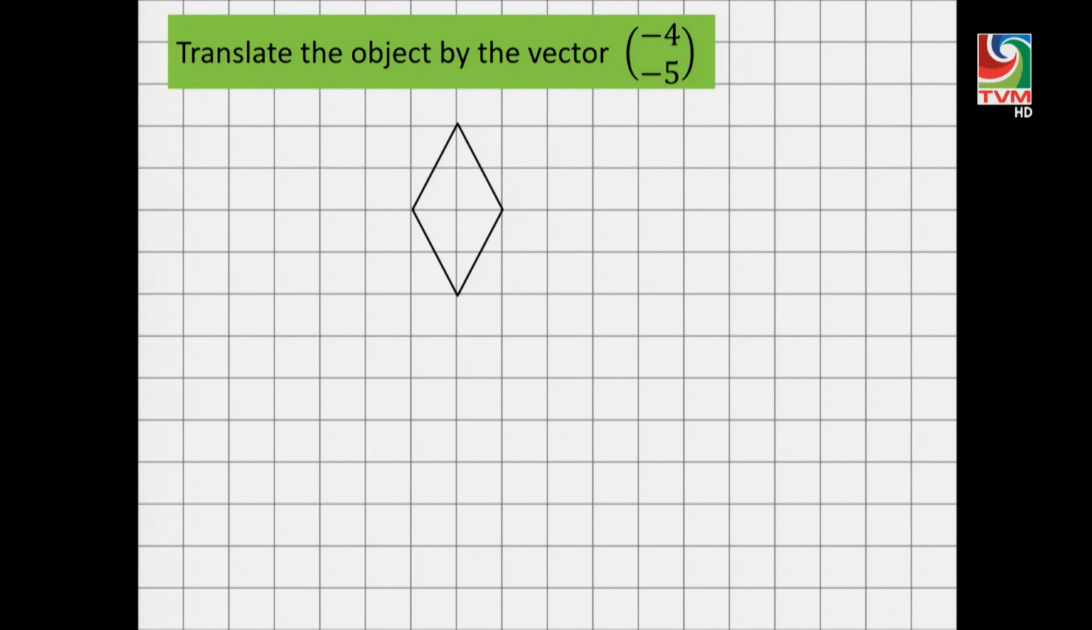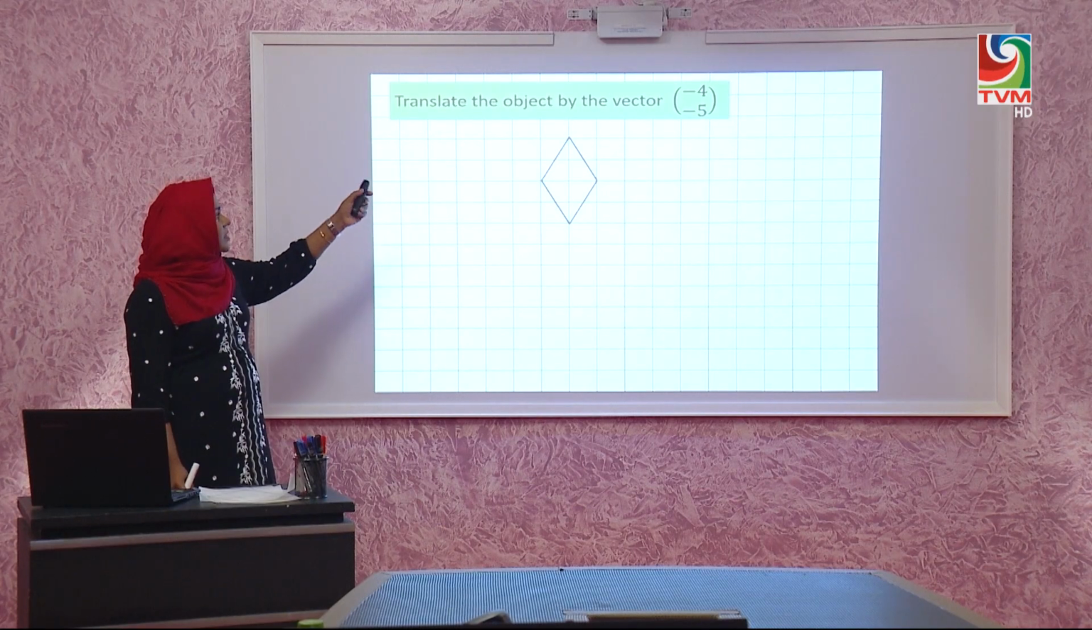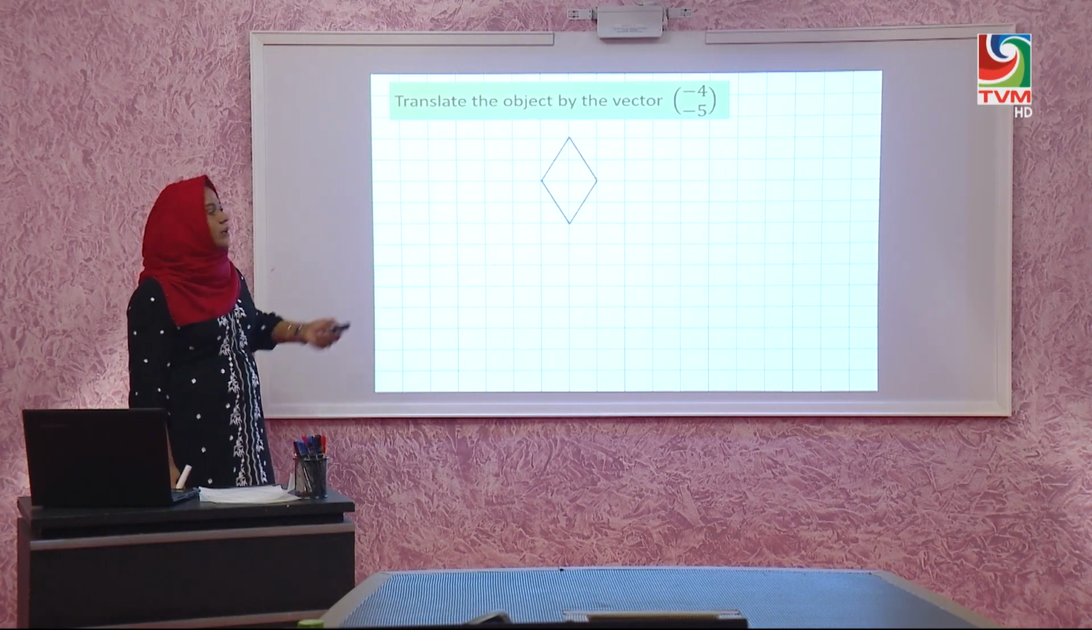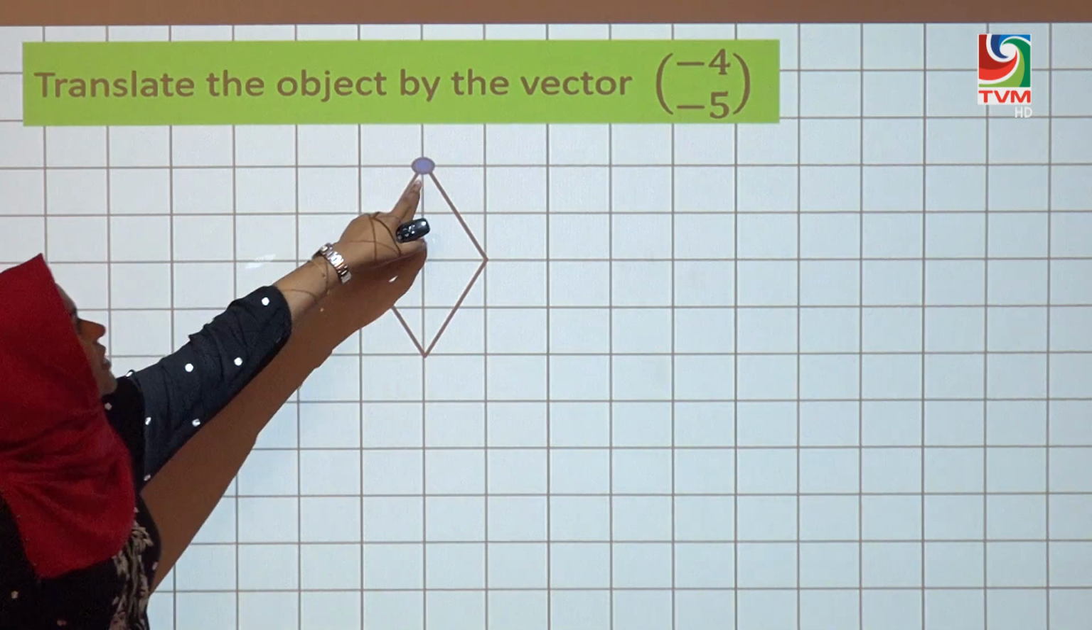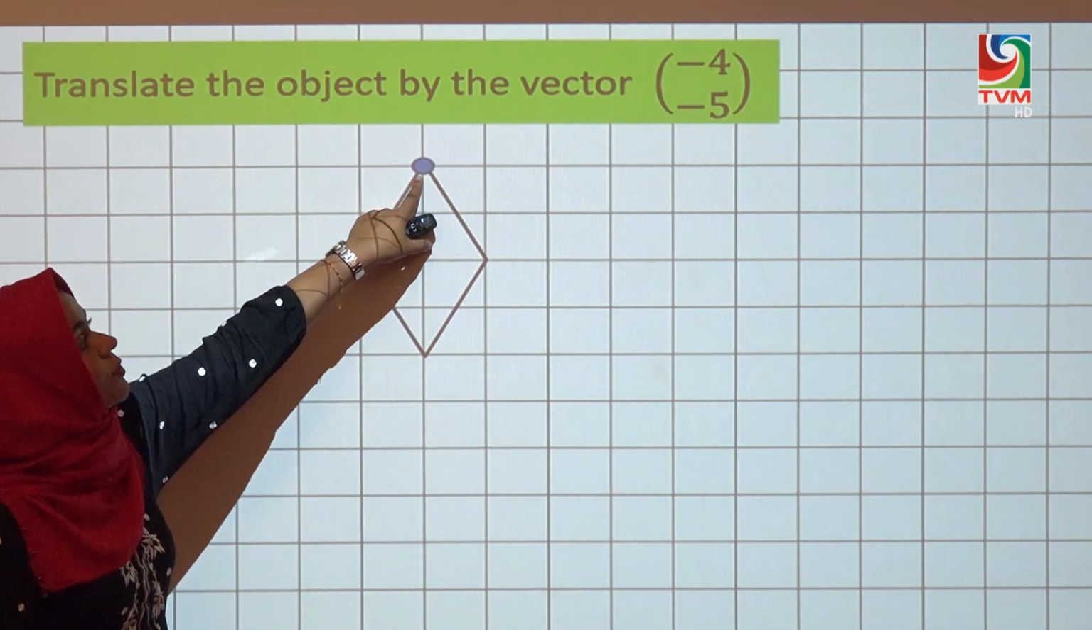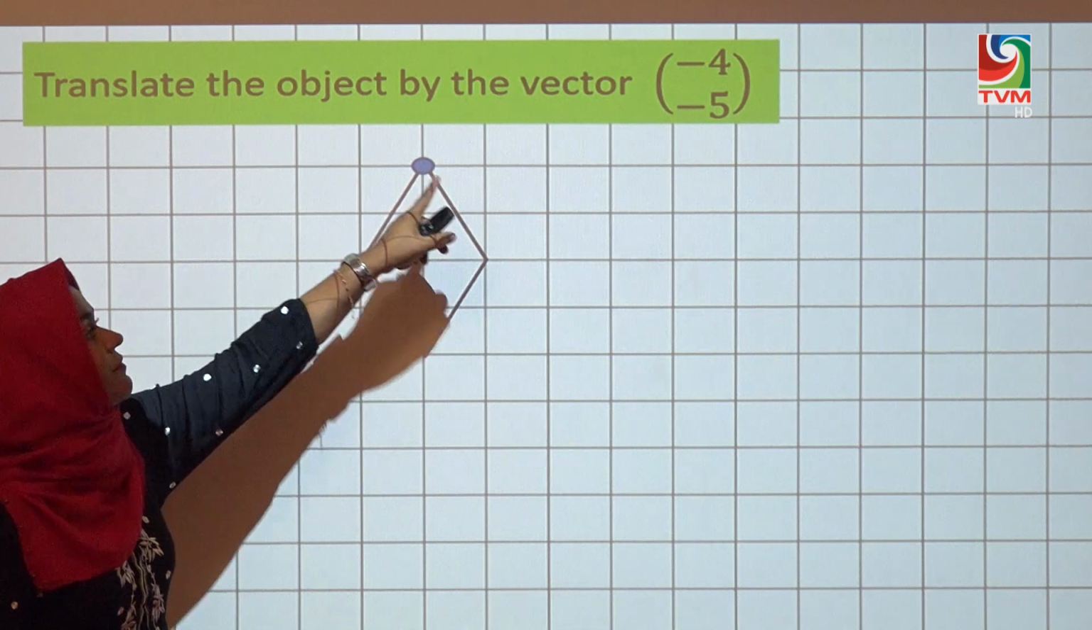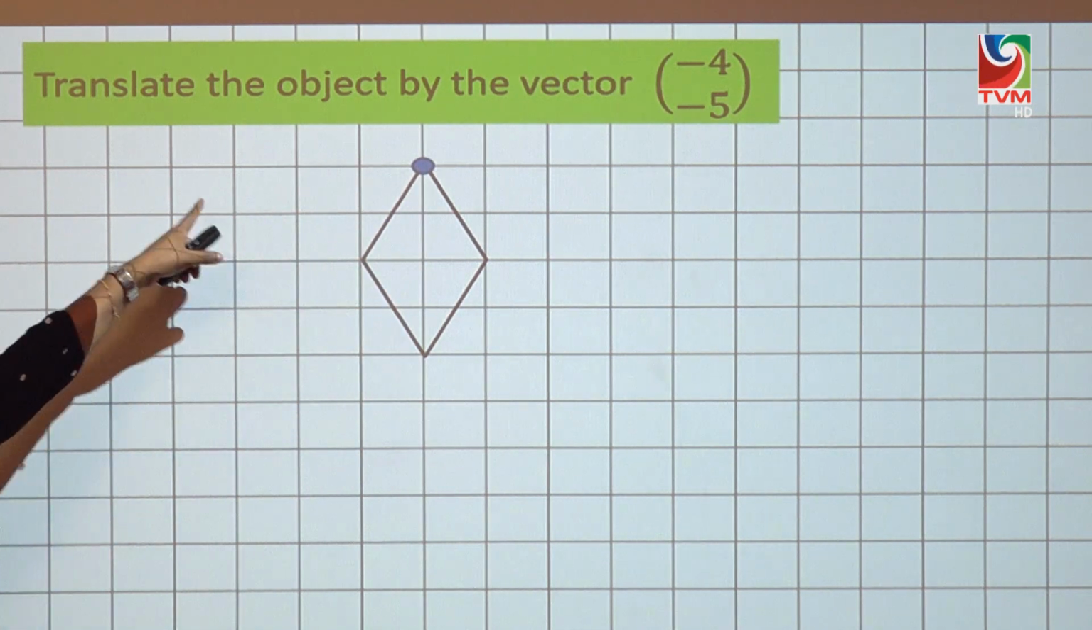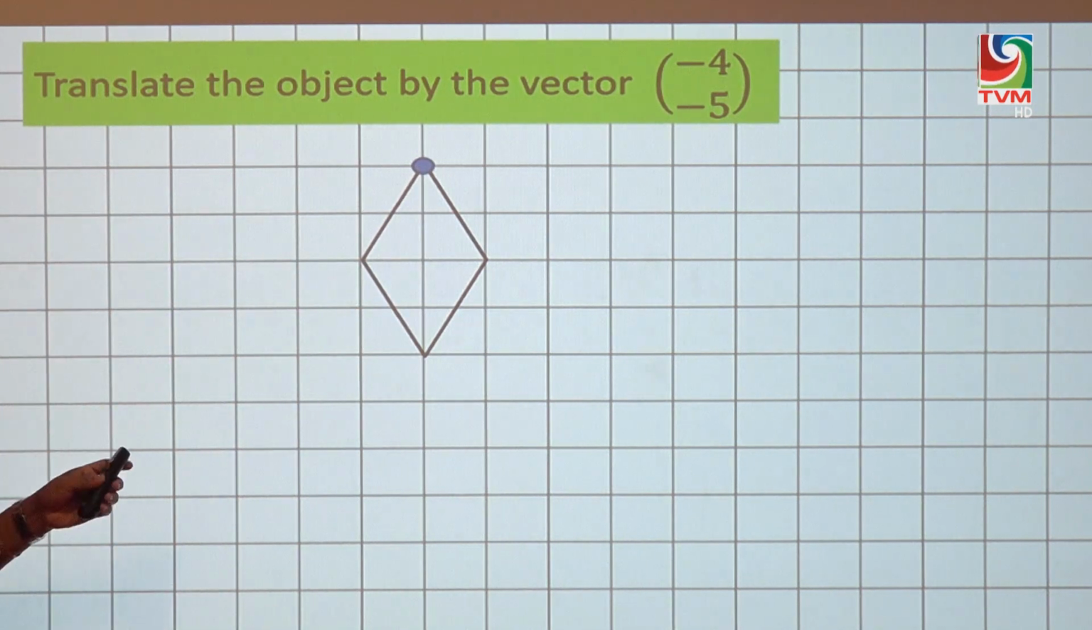Another example, you have to translate the object by the vector minus 4, minus 5. The vector here given is minus 4, minus 5, which means you have to move 4 units in which direction? To the left, because that value is negative, and then negative 5 again means you have to move 5 units down. Now here is one point on the object, so we are going to move the object 4 units to the left, 5 units down. So you can count the number of squares, 4 to the left, 5 down.